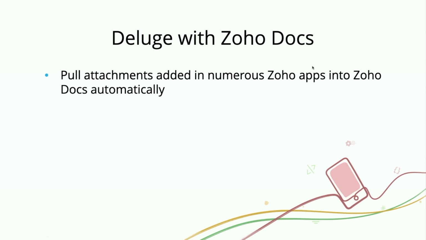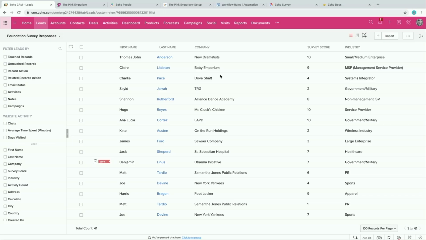Think of it like that attachment section that lives in the CRM or lives in Desk, or all of those places where you can upload a document. That's what we're talking about. We can use a function, it can be behind a button or whatever we like, and then that will pull it over into Work Drive.